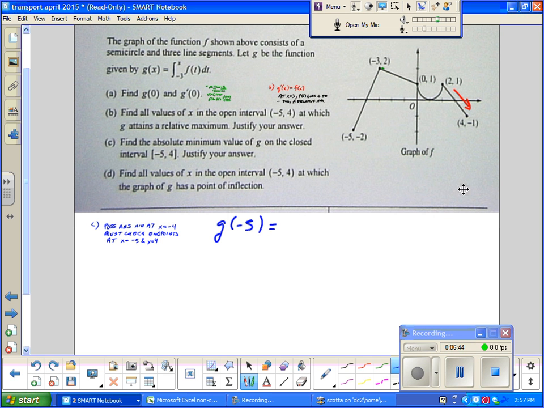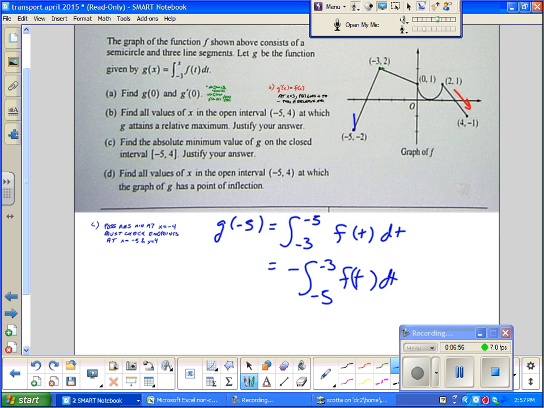And that's going to be the integral from -3 to -5 of f of t dt, which is the opposite, because I want to go left to right, right? Oh, how cool is this? You guys see this? The triangles are exactly the same size up and down. So the answer is G of -5 is 0, because this area is negative and this area is positive.